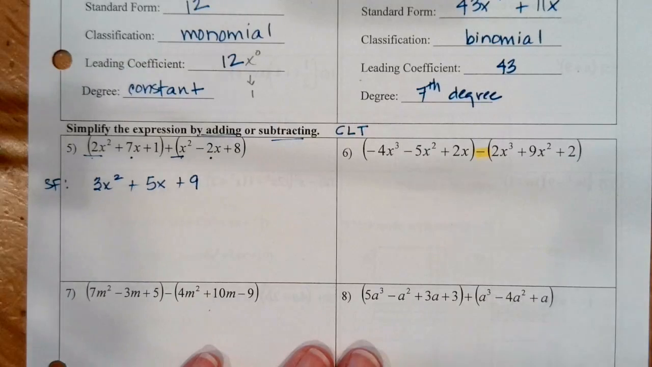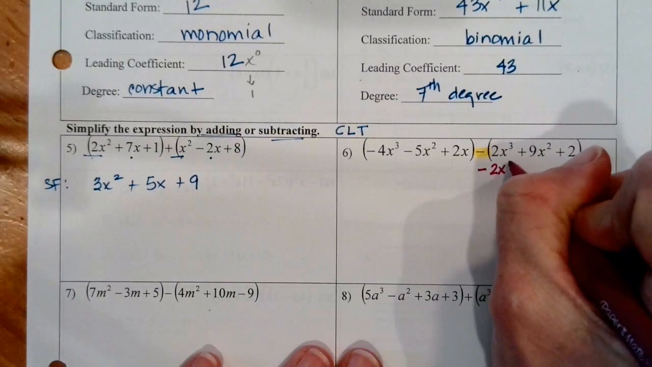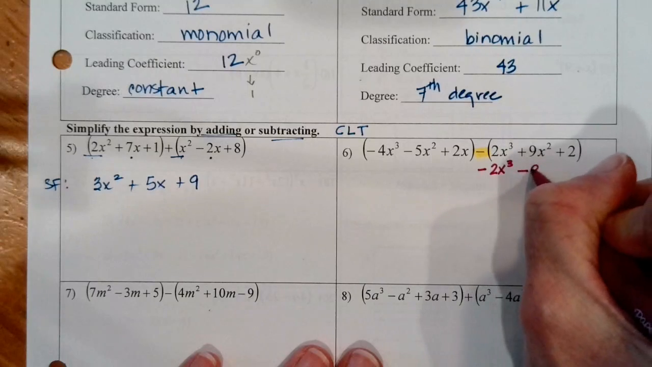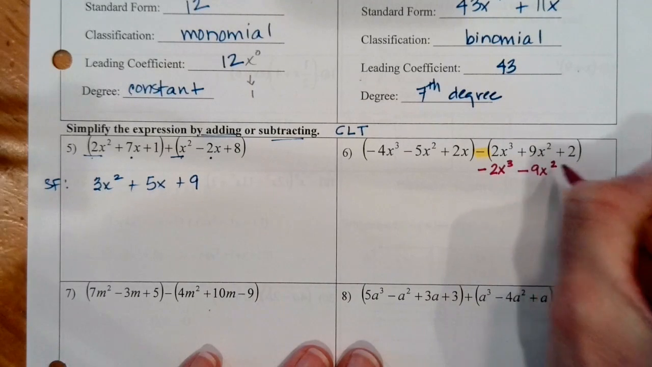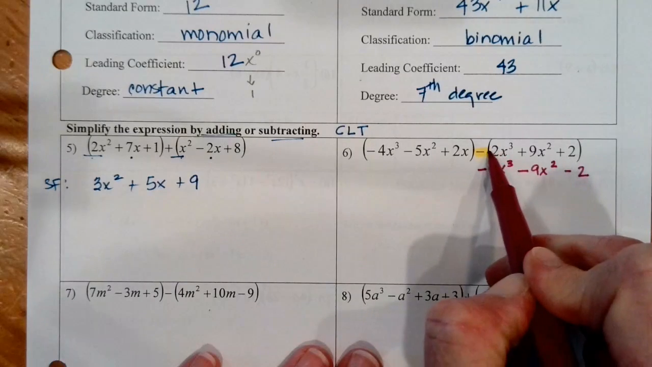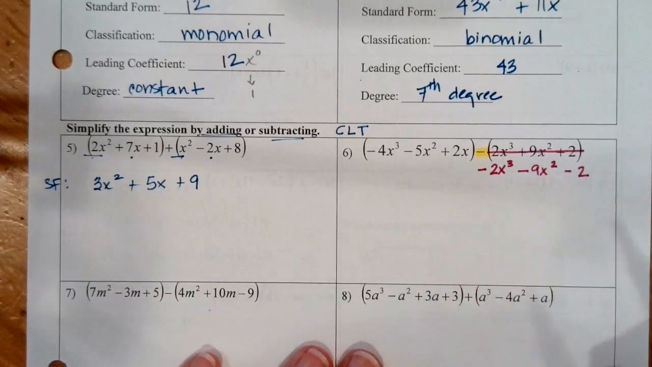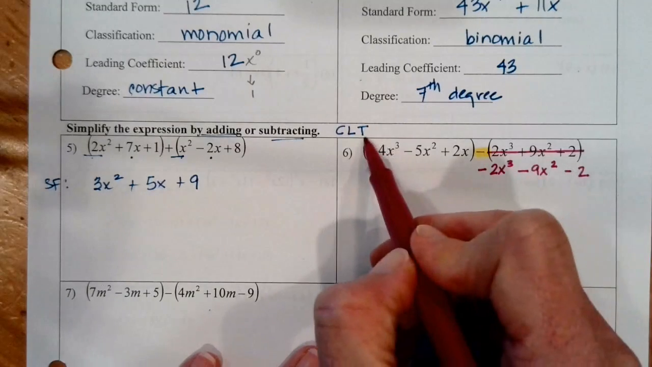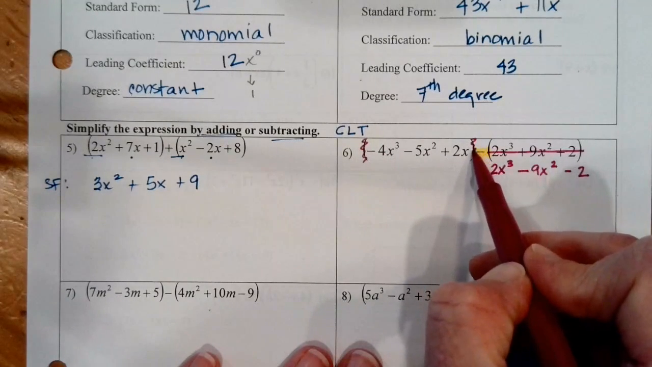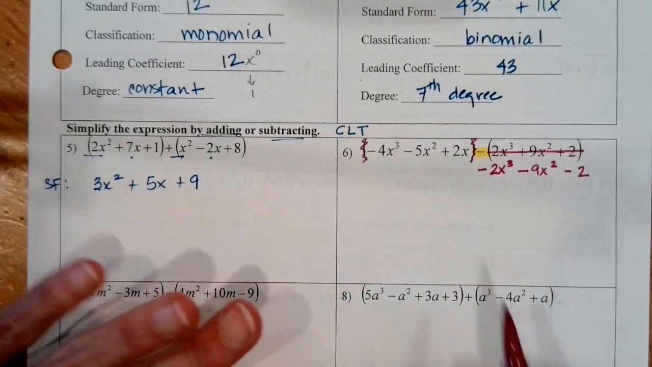So what I'm going to do here with this next negative is this negative is taking away my 2x cubes, it's taking away my 9x squareds, and it's taking away my 2. So I can cross this out and recognize that now I've distributed this negative. These parentheses are not really necessary anymore, so I can go ahead and combine like terms.